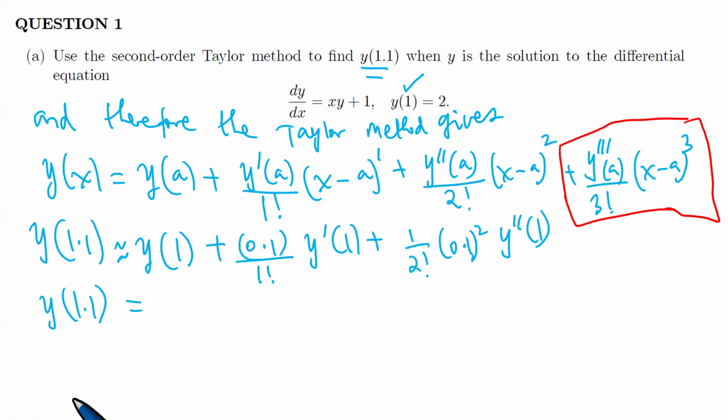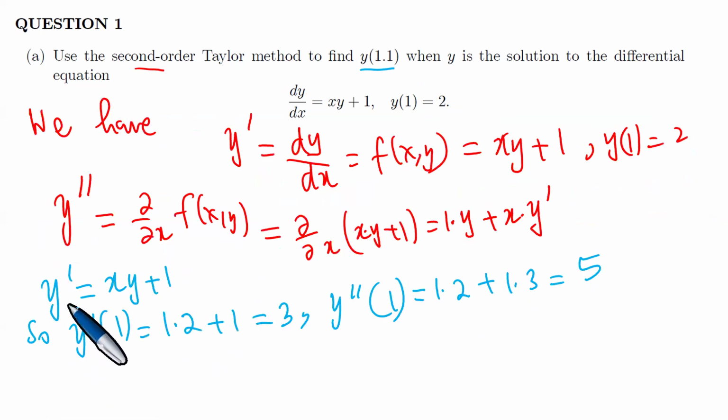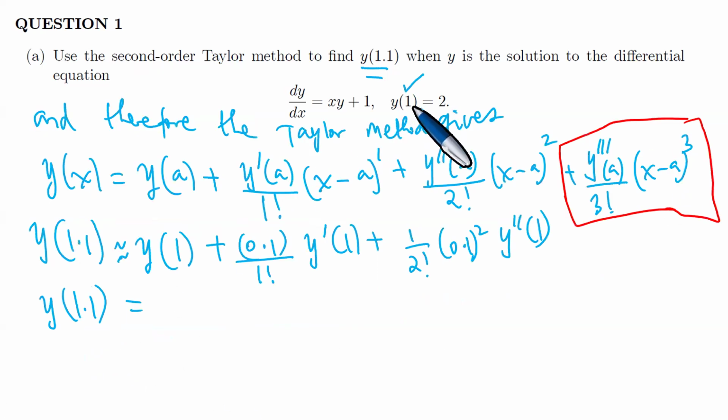Y at 1 is what? Okay, y at 1, we got it together here. Y at 1 is 2. We even have it here. Y at 1 equals 2, so you put 2 here.